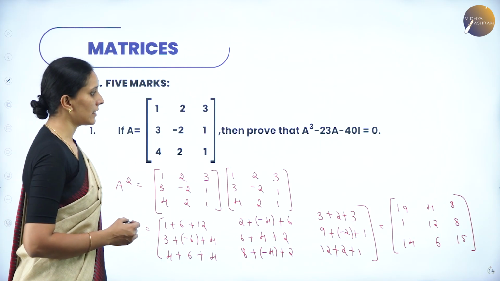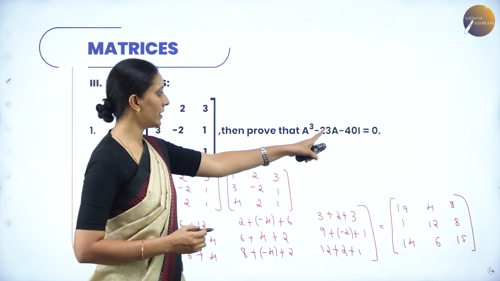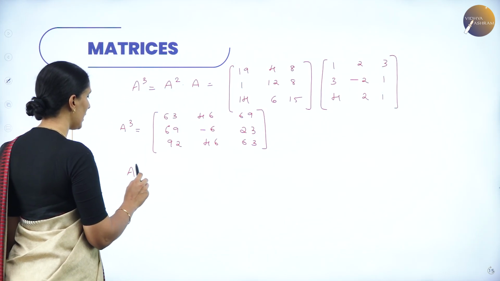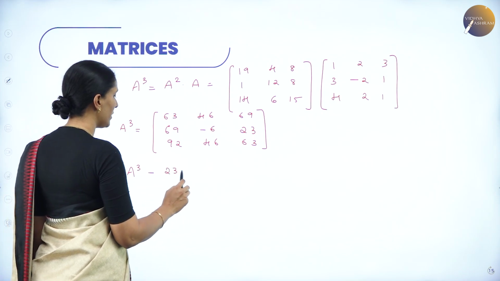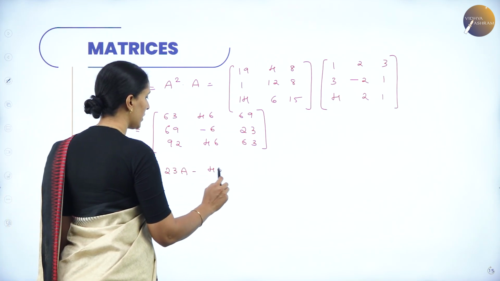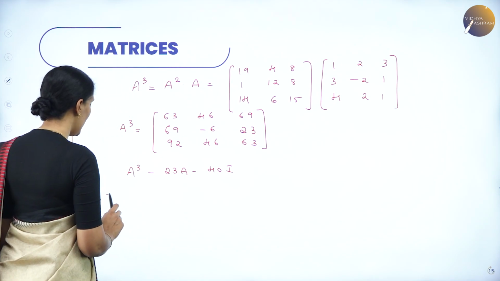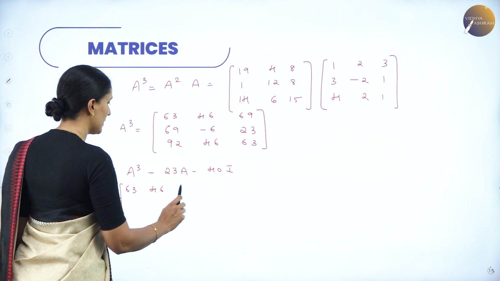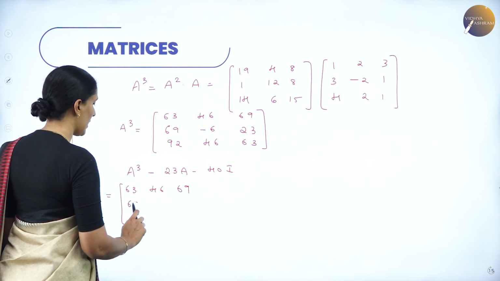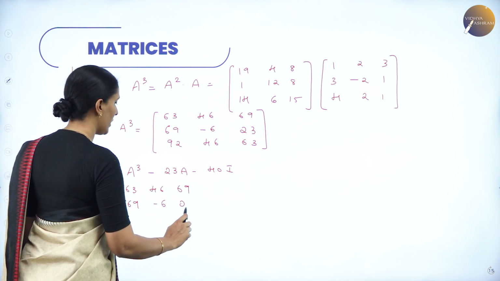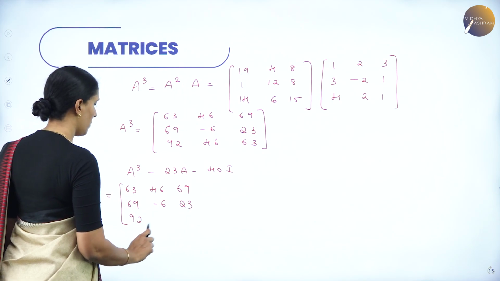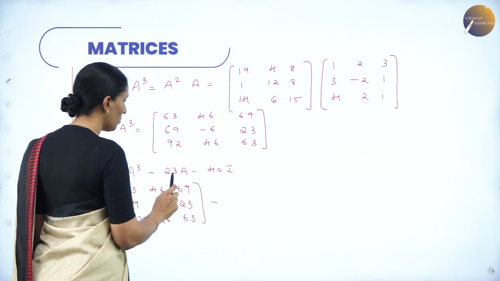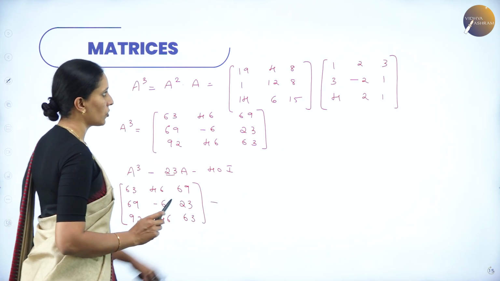Now let us consider the equation. We have A cube minus 23A minus 40I. So here A cube, we got it as 63, 46, 69, 69 minus 6, 23, 92, 46, 63. So we need to multiply 23 to A. So we have A here.